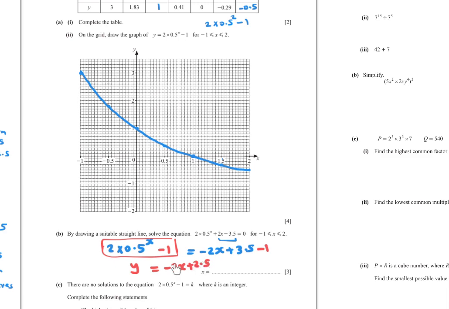So, to draw this line, we need 2 points. Put x equals 0. If x equals 0, y equals 2.5. Now put x equal 1. If you put x equal 1, negative 2 times 1, negative 2, plus 2.5, so 0.5. Now plot the points and draw the line. 0, 2.5, and 1, 0.5.